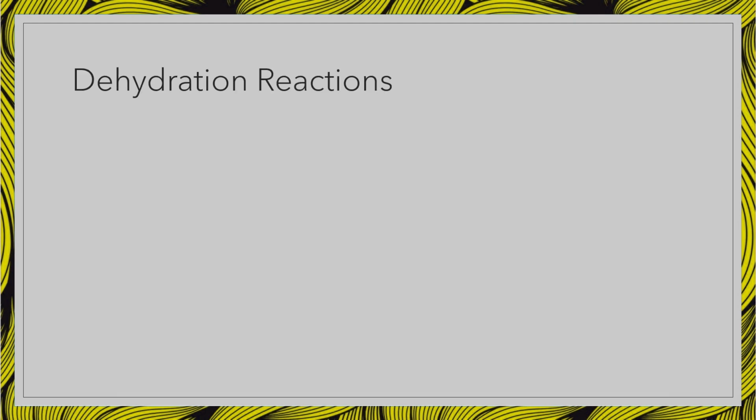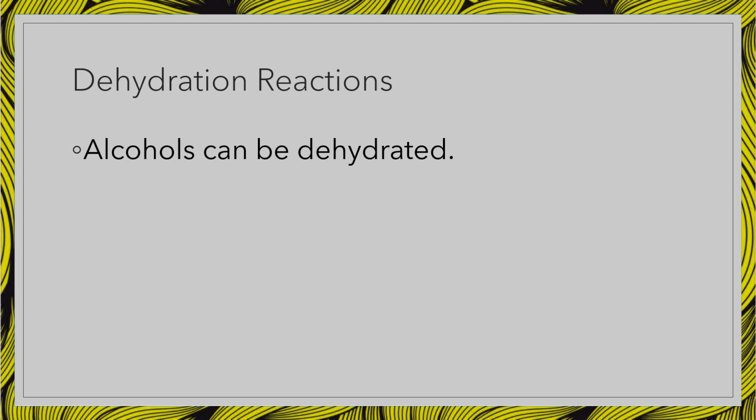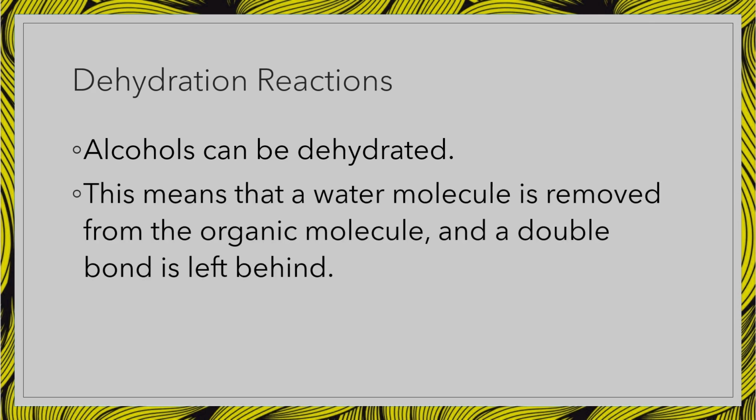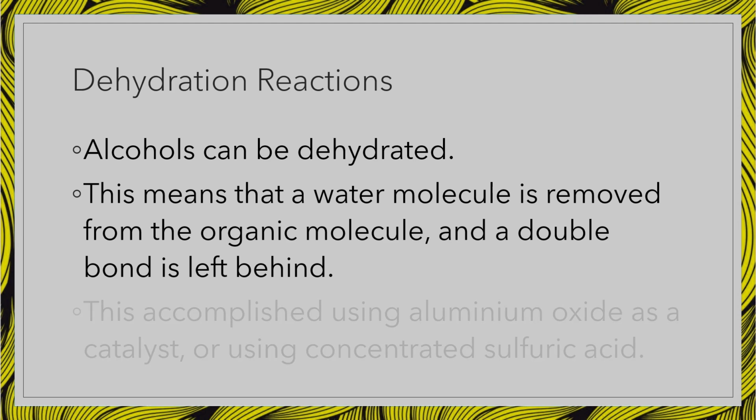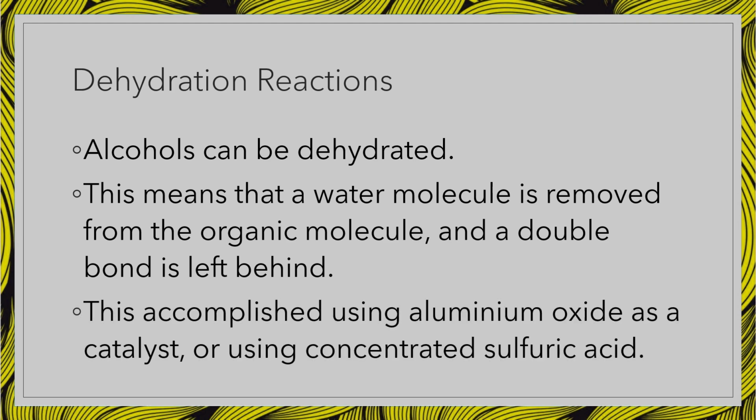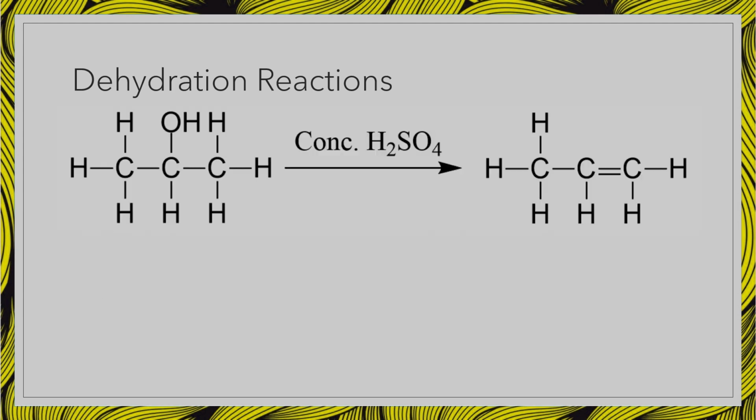Now, some of the reactions that we can do with alcohols. Dehydration reactions. This is the opposite of a hydration. We're taking water out of it. The water molecule is removed and a double bond is left behind. It's accomplished using aluminium oxide as a catalyst or using concentrated sulfuric acid. So let's have a look at some examples.